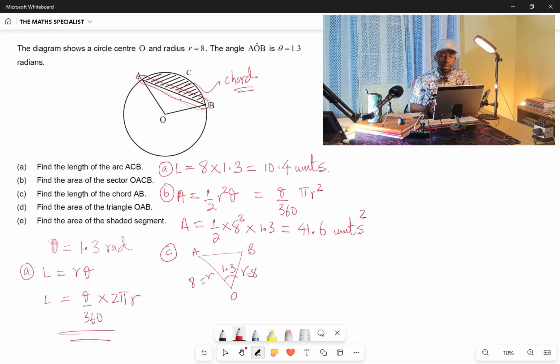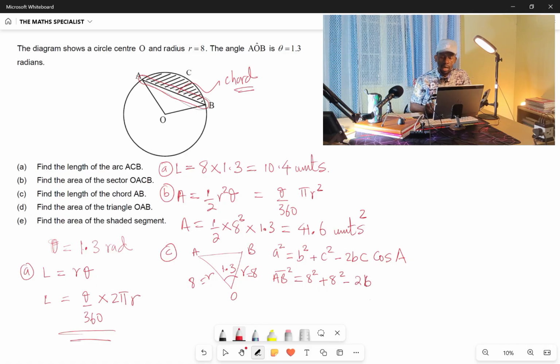So how can we get AB? Here we can apply the cosine rule. The cosine rule says: a squared equals b squared plus c squared minus 2bc, then multiply by the cosine of angle A. Simple. So our a squared will be the length AB squared.